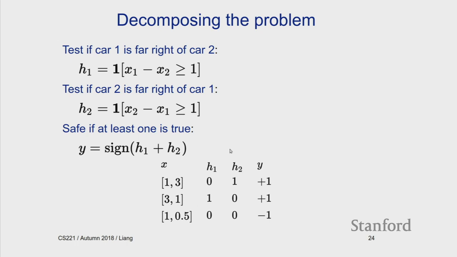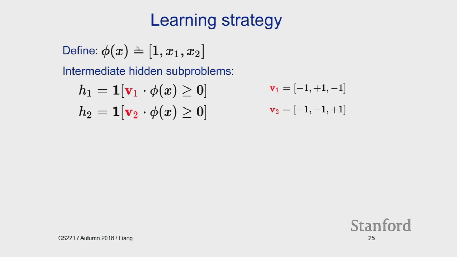But let's take this general idea of decomposing the function and see how we might represent this as a neural network. Okay? So the first thing we're going to do is define a feature representation: phi of x equals 1, x1, x2. And now we can write h1 and h2 in the following form.